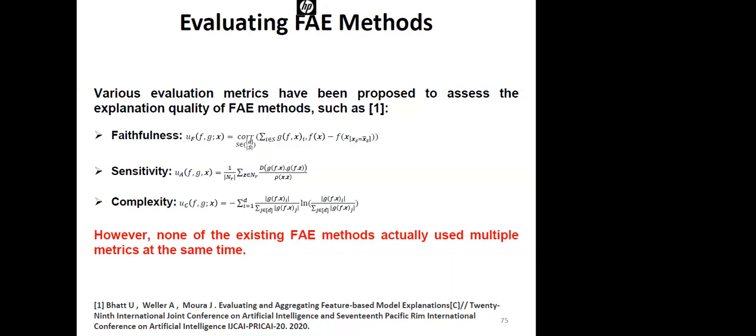And then there's sensitivity. How sensitive is this explainable model to the input? There's complexity. It's a very interesting one. There's a bit more on that. If I come up with an explainable model for a black box model, I want this explainable model to be as simple as possible. It's just requirements.